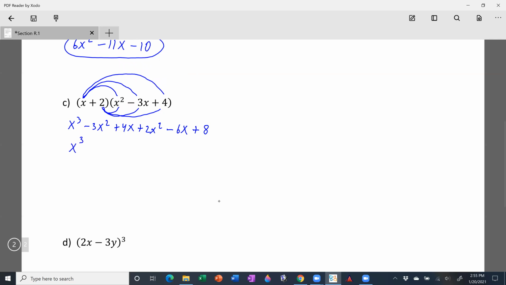Looks like we've got x cubed. We've got 2 different x squareds, minus 3x squared and plus 2x squared. So that's minus 1x squared. We don't need to put the 1 if the coefficient is a 1. Then we've got 4x and minus 6x for minus 2x. And then there's plus 8.